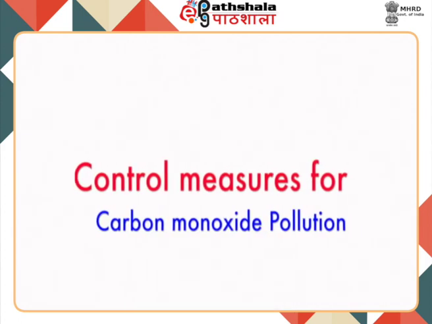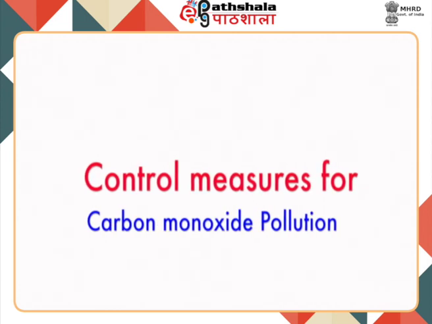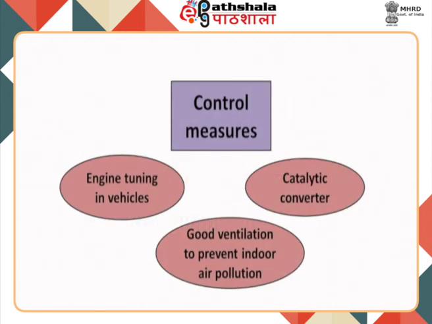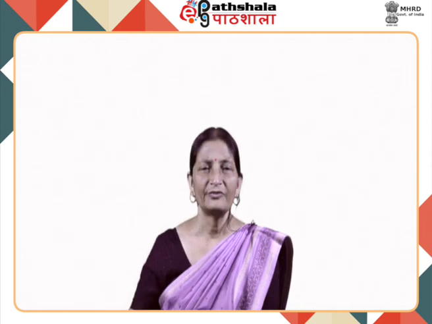Control measures for carbon monoxide pollution can now be looked at. These include engine tuning in vehicles, catalytic converters, and good ventilation to prevent indoor air pollution. Engine tuning in vehicles: carbon monoxide emissions from vehicles can be reduced by maintaining properly tuned engines and regularly checking for defects in the exhaust system. Vehicles must not be left with running engines in attached garages, and warming up of vehicles should also be done only with the outside garage door open.